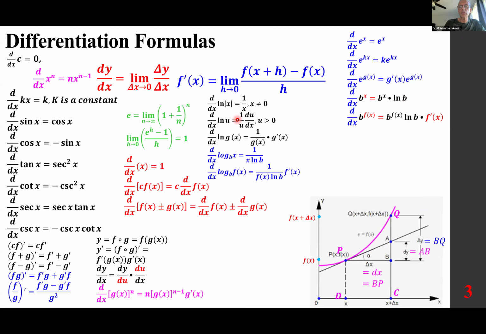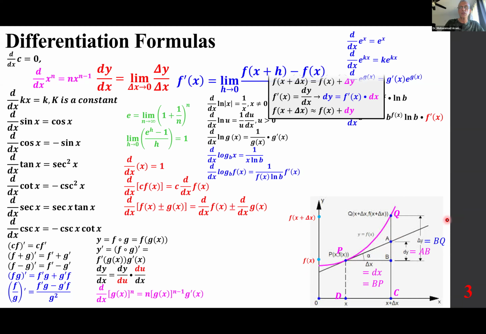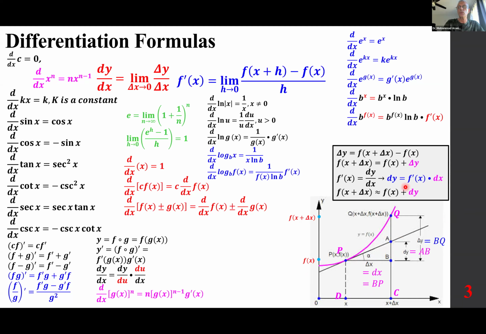And when you have a curve with two points P and Q, if you connect them from P to Q, the distance of delta x or dx, or BP, is the run. The distance of BQ is delta y, the rise. The rise along the curve. dy is the rise along the tangent line, where dy is f prime of x dx.